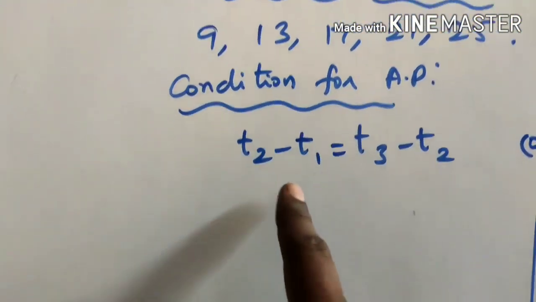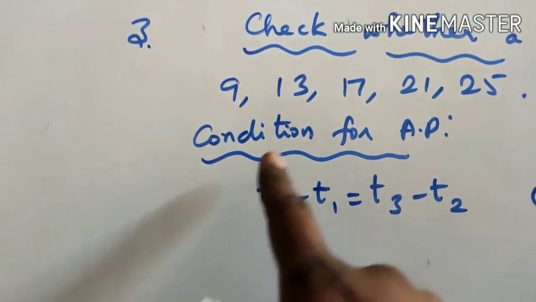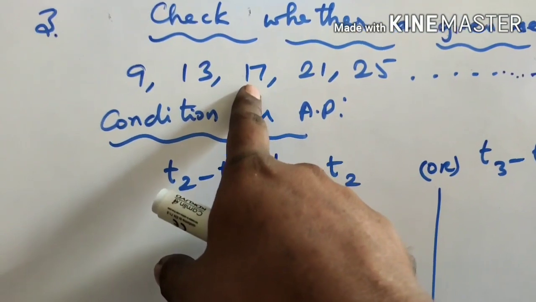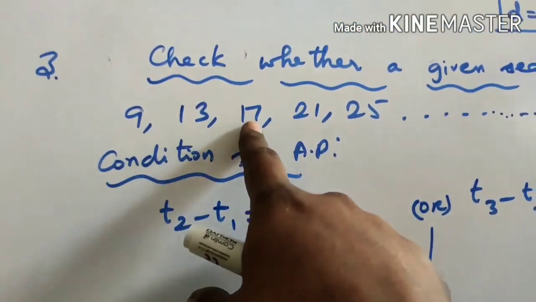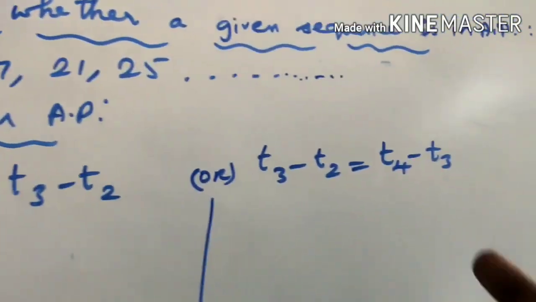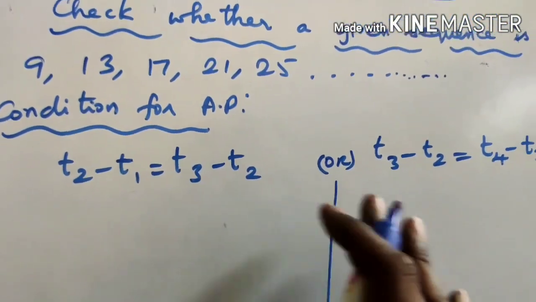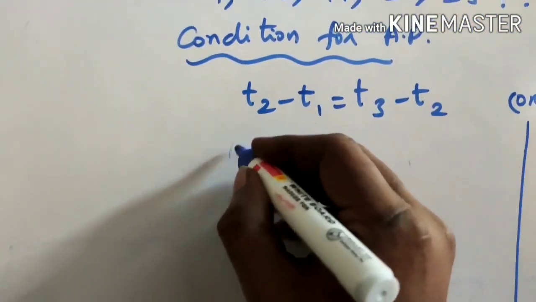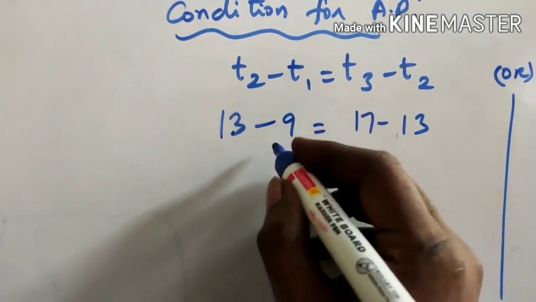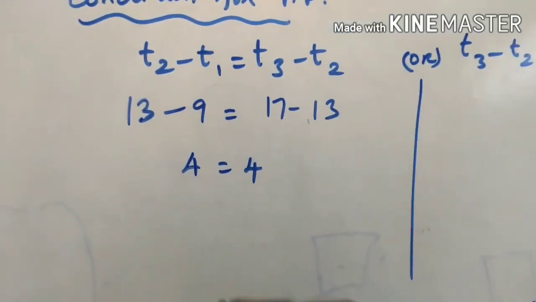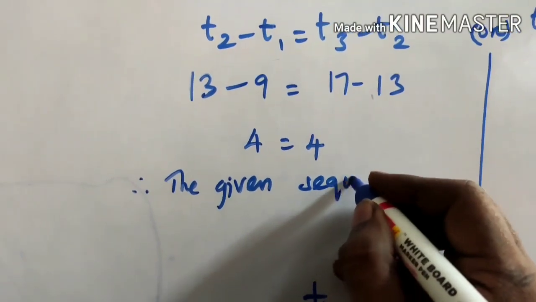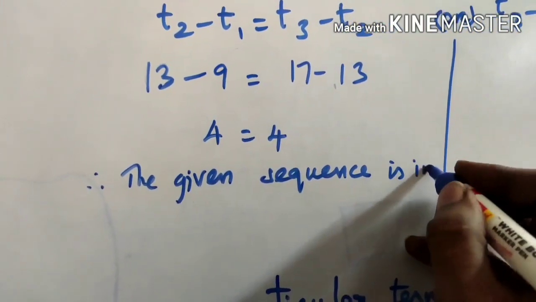See the first condition, T2 minus T1 equal to T3 minus T2. This is for the first three terms. If you take the next three, that is second, third and fourth, the condition will be T3 minus T2 equal to T4 minus T3. Any condition you take, the answer will be the same. See here, 13 minus 9 equal to 17 minus 13. What is the answer? 4 equal to 4. So therefore the given sequence is in AP. Like this you have to write, is in AP.